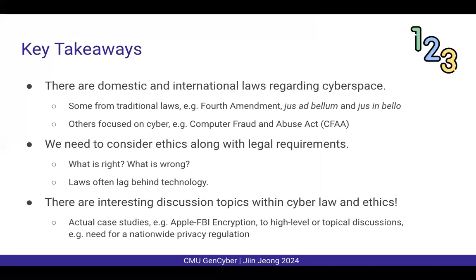Some key takeaways are, one, there are domestic and international laws regarding cyberspace, and some are derived from traditional laws such as the Fourth Amendment and jus ad bellum and jus in bello international law concepts, whereas others focus more specifically on cyber, such as the Computer Fraud and Abuse Act or CFAA. The second is we need to consider ethics along with legal requirements, what is right, what is wrong, since laws often lag behind technology. And third, there are interesting discussion topics within cyber law and ethics, including actual case studies such as Apple and FBI encryption, to high-level or topical discussions such as the need for a nationwide privacy regulation.